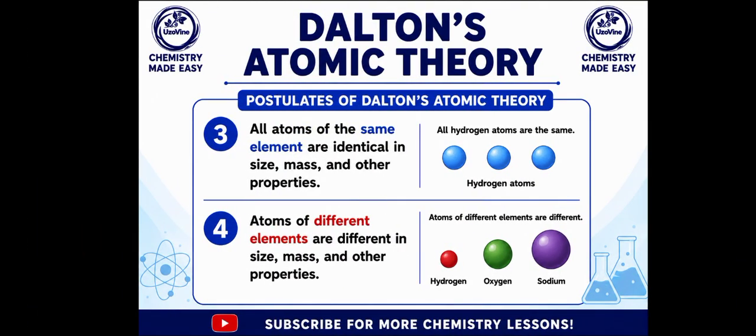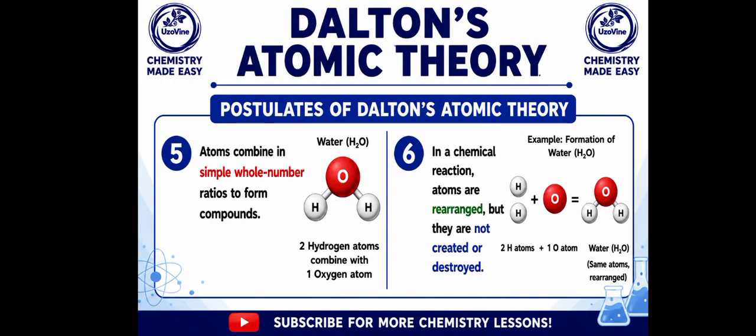Number 3, all atoms of the same element are identical in size, mass, and other properties. Number 4, atoms of different elements are different in size, mass, and other properties. Now let's look at number 5. Atoms combine in simple whole number ratios to form compounds.